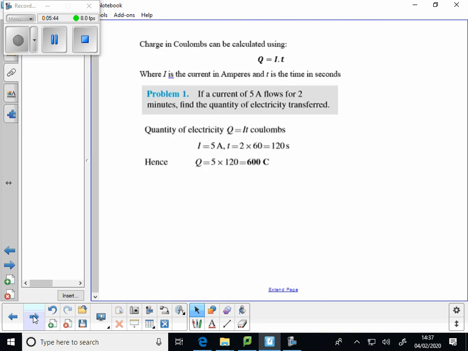So charge in coulombs we can calculate from Q equals I times T. That is the amount of current flow times the number of seconds. There's an example calculation there, and I've already done it in the notes, so I don't want to spend too long on that. But if a current of 5 amps flows for 2 minutes, the charge flowing is 600 coulombs. Everyone happy with that so far? So that's new. We didn't cover that in science.